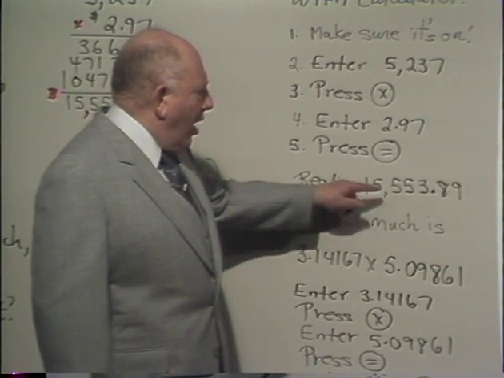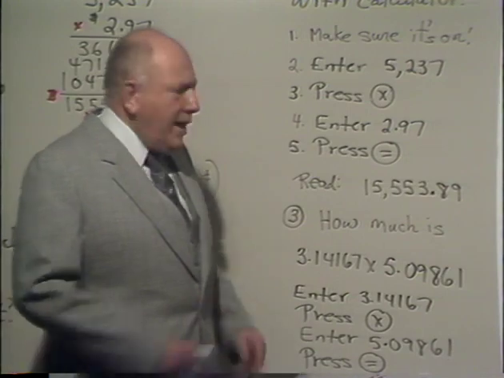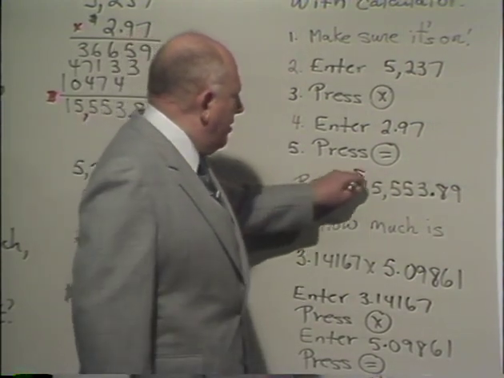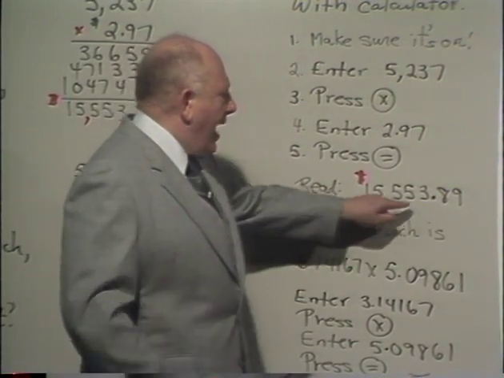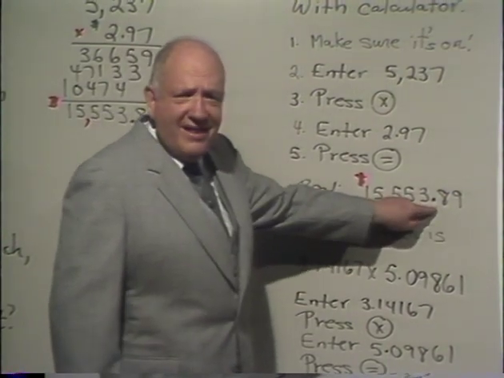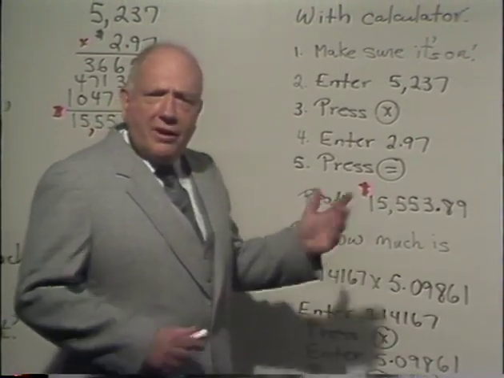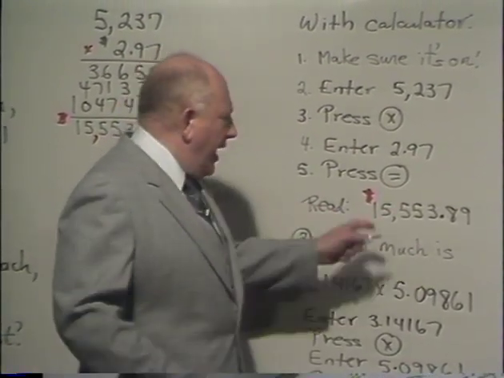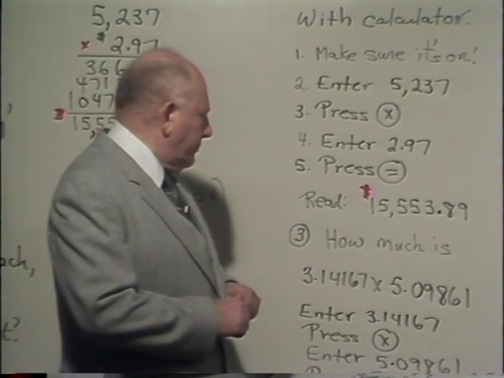On the calculator, all you'll see is 15,553.89. It has to be your decision to put the dollar sign in here. I have seen people put down pens rather than dollars. I've seen people use miles per hour because they were thinking of something else. The label usually is something you have to get for yourself on the calculator.